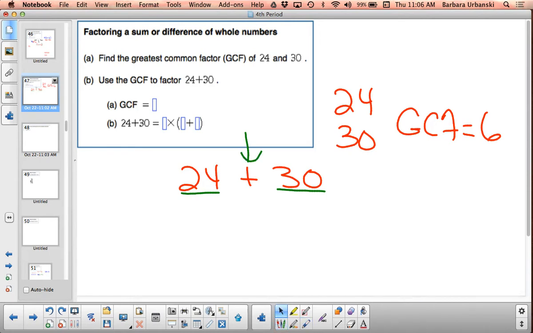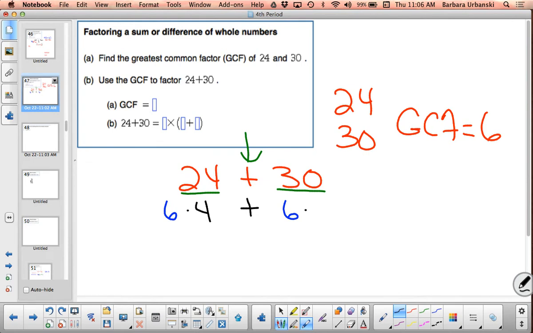Terms are separated by addition or subtraction signs. And since our common factor is 6, we know that we're going to take a 6 for both of our terms, and we are going to be multiplying them by something, and our sign of operation will stay the same. Then you ask yourself, what do I need to multiply 6 by in order to have a product of 24? And it would be 4. And then what would we multiply 6 by in order to get a product of 30? And the answer would be 5.